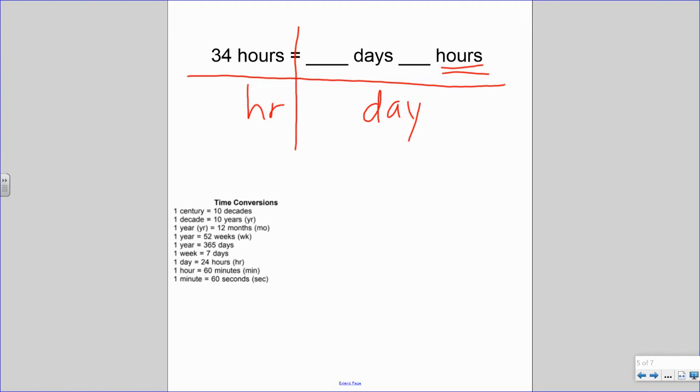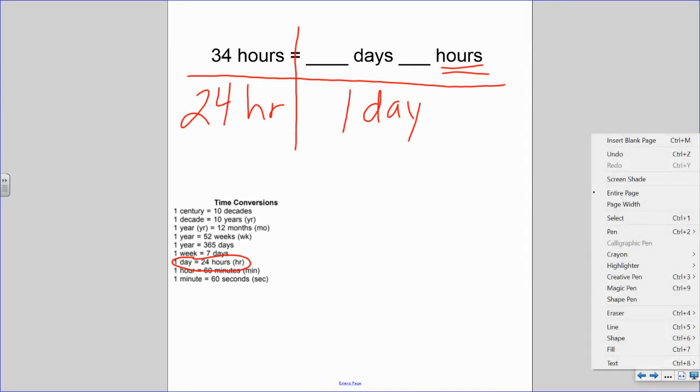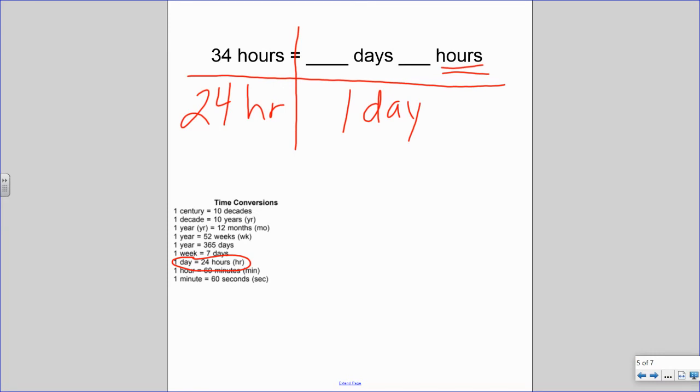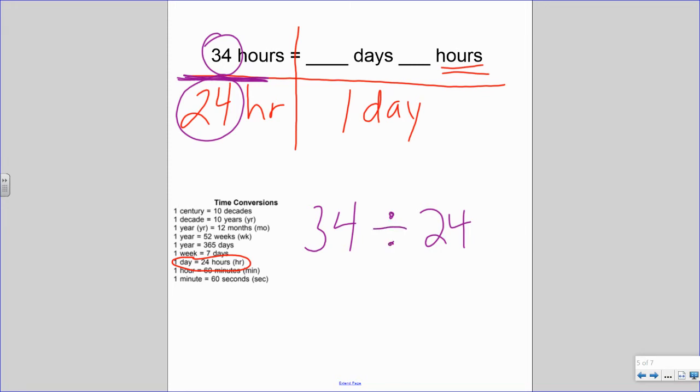Now, I know that there are 24 hours in one day. So I'm going to put the 24 here next to hours in one day. And we have to make sure we do that correctly. Now, when I'm coming up with my number sentence, I'm starting with 34 hours and my connecting number is 24. Because they're one on top of the other, we are dividing. Essentially, I'm figuring out how many groups of 24 I can make out of 34.